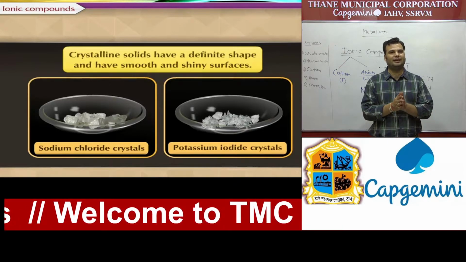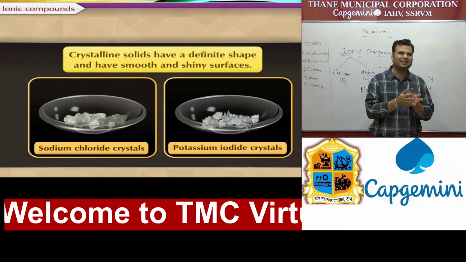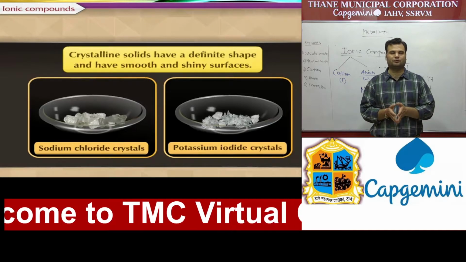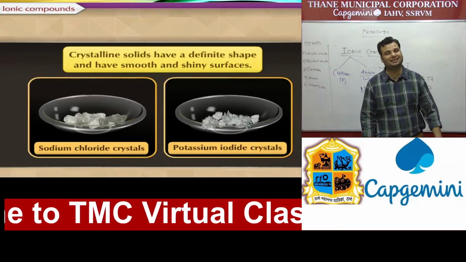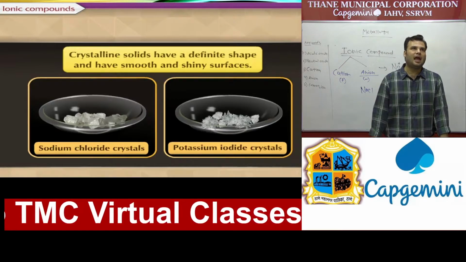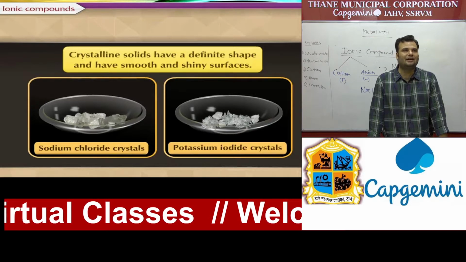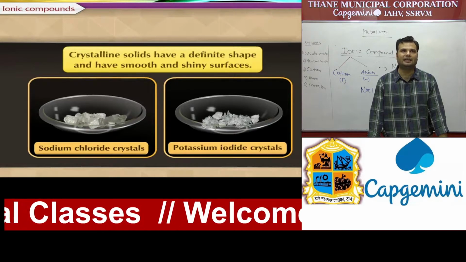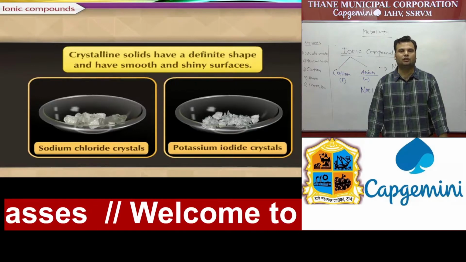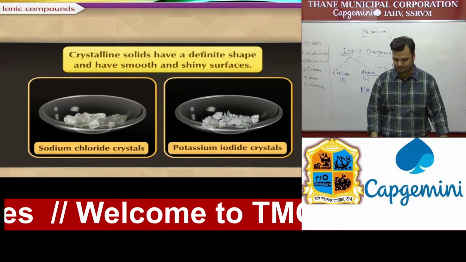Any solid is present in two forms. One is crystalline form, and the second one is amorphous form. So ionic compounds are basically present in crystalline form, with a proper, definite shape and a smooth and shiny surface. You can see in the slide sodium chloride crystals and potassium iodide crystals. So basically they are in crystalline shape.